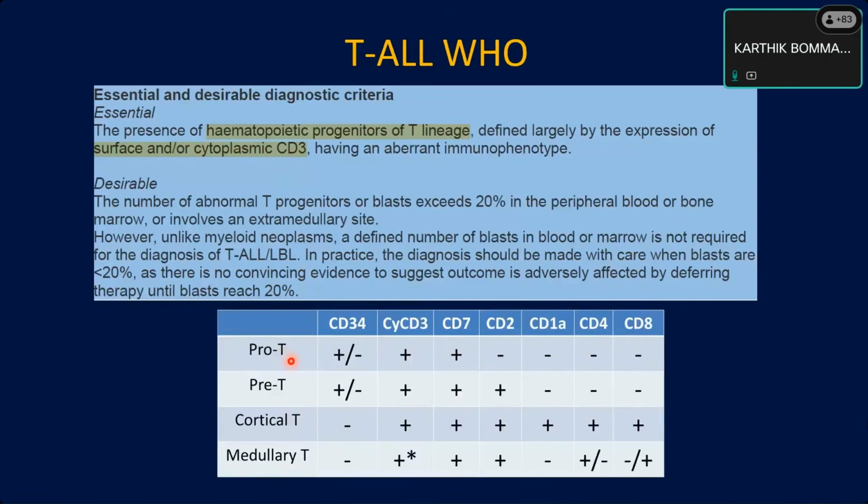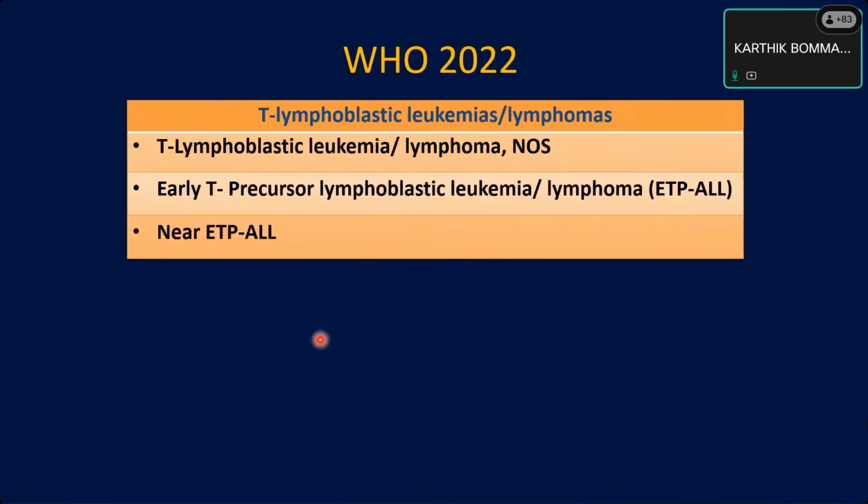Whatever was called pro-T and pre-T is now clubbed into the ETP-ALL category, because any of the T lineage ALLs which are CD1a negative, CD4 and CD8 negative, and express the immaturity antigen CD34 or myeloid antigens will go into either ETP-ALL or T-ALL, which we'll be discussing now. According to the current WHO, T-ALL subtypes are T-ALL NOS, ETP-ALL, or near-ETP-ALL.